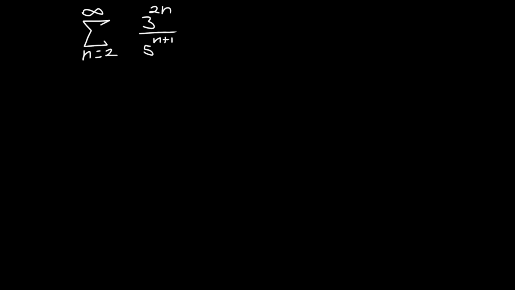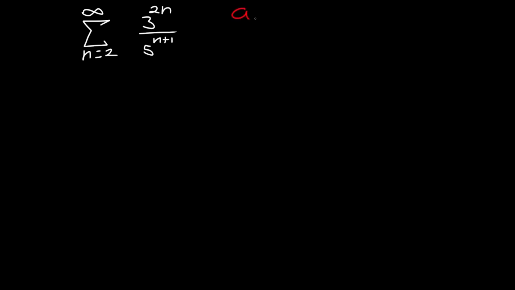Okay, here's our next problem. If you want to try this problem on your own, feel free to pause. Otherwise, just follow along. This problem starts at an index of 2. Now we have a 2n in the exponent in the numerator, and our denominator has an exponent of n plus 1. It's not really going to change anything when we plug in our values.